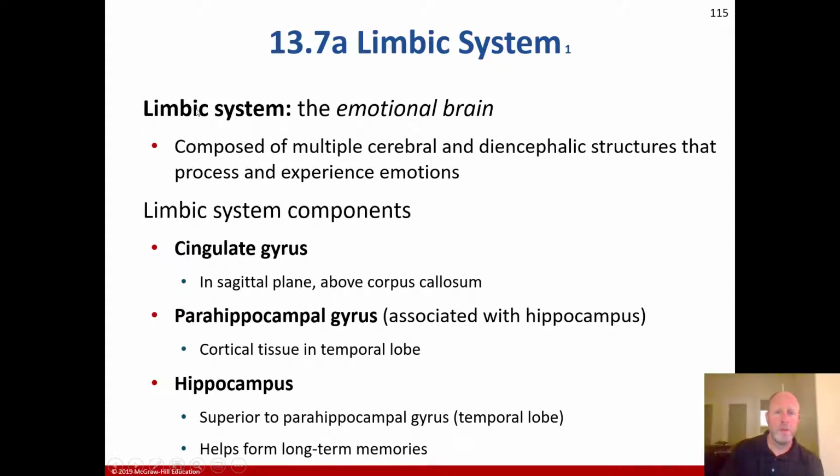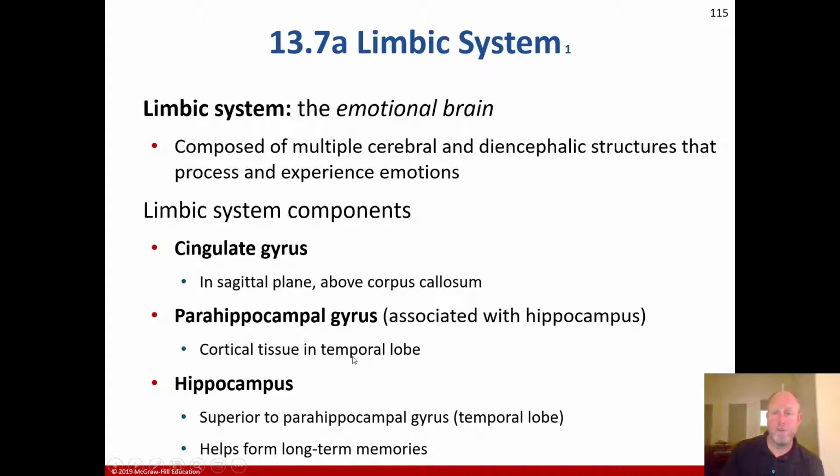The limbic system is the emotional brain. It's composed of multiple cerebral and diencephalic structures that process and experience emotions. The limbic system components include the cingulate gyrus in the sagittal plane, which is above the corpus callosum, and the parahippocampal gyrus, which is associated with the hippocampus.